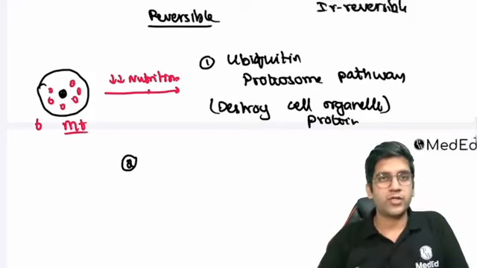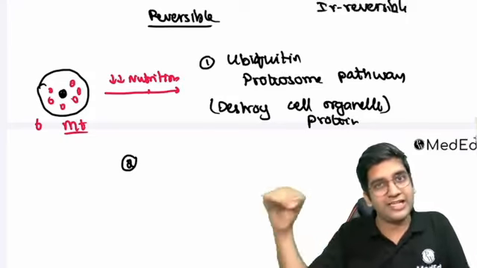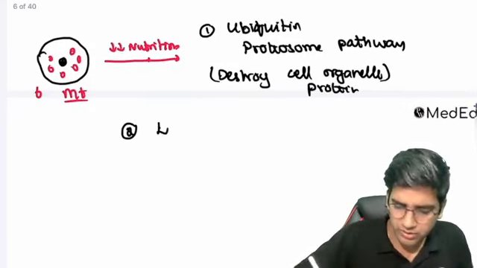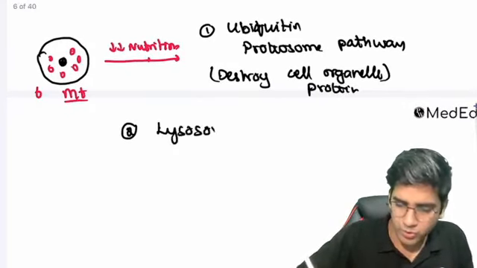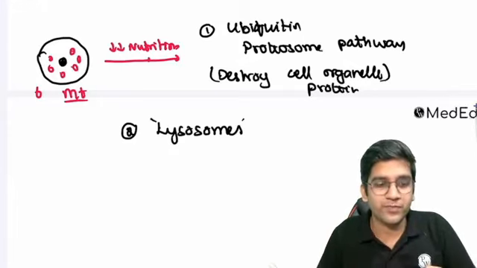So there's one organelle inside my cell which is capable of eating other organelles. Which organelle is that? I'm sure you must have heard about lysosomes, right? Lysosomes eat other cells, right?